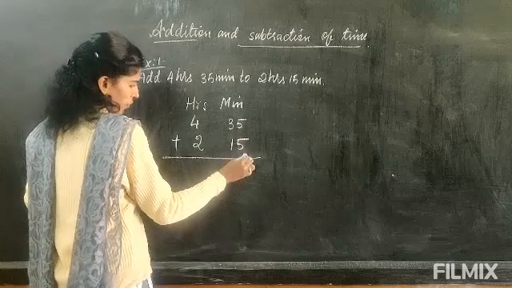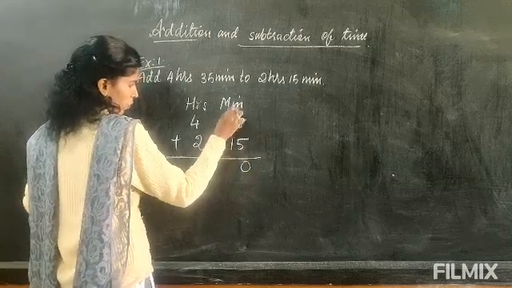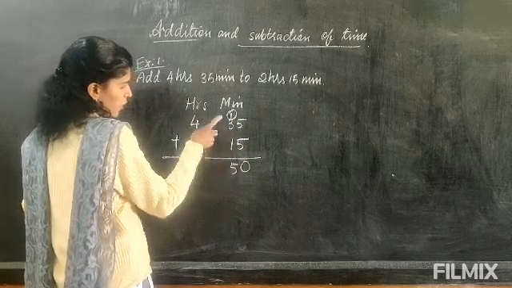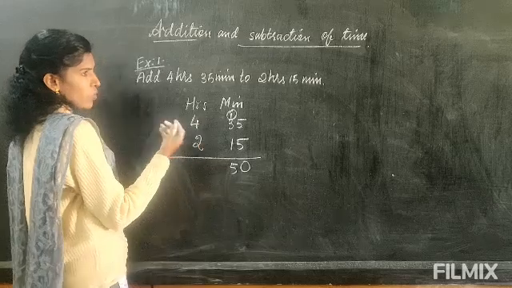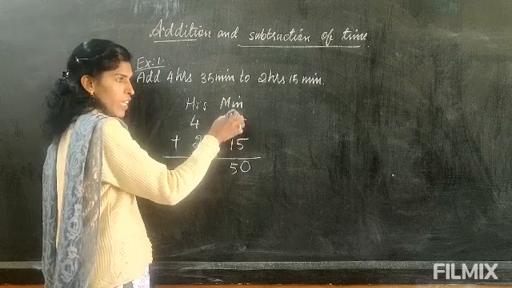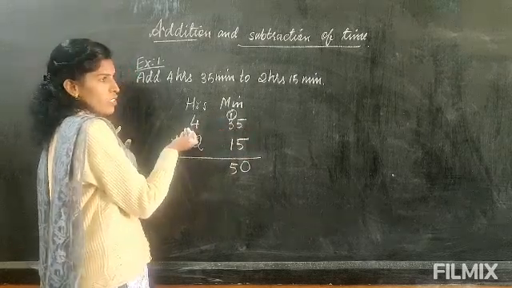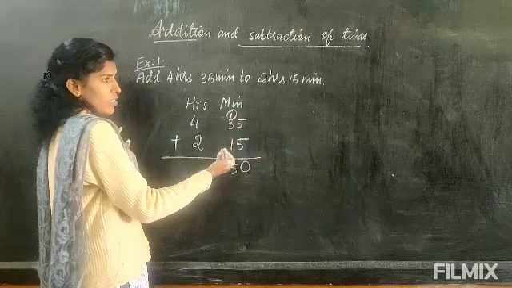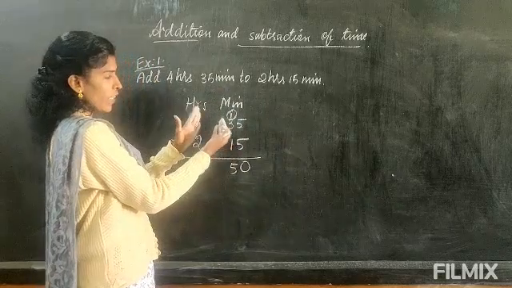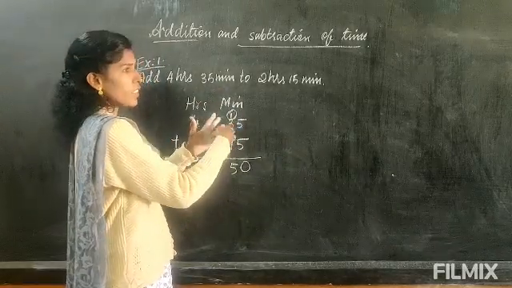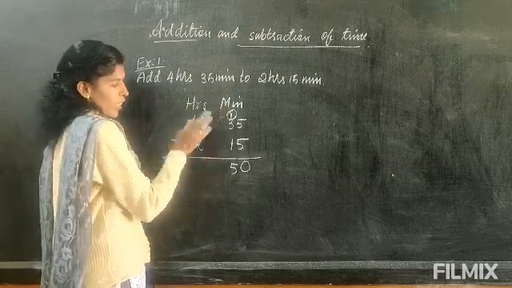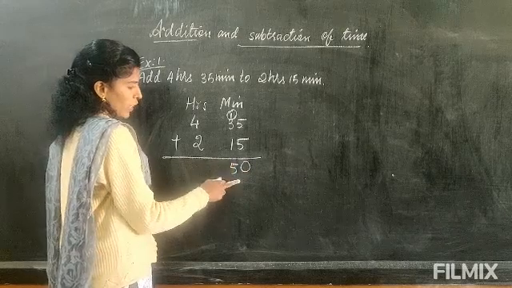Now 5 plus 5, 10. You will carry here 1. 1 plus 3, 4, 4 plus 1, 5. Listen, you may think: you told 60, why are you carrying 1? In the minutes, when you carry, it will be as usual. But from minutes to hours, otherwise from seconds to minutes, that time only it is 60. From one unit to another unit when you carry, that time only it is 60. But inside the same unit when you carry, it will be as ordinary, the same way we carry. Now we have got here 50 minutes.